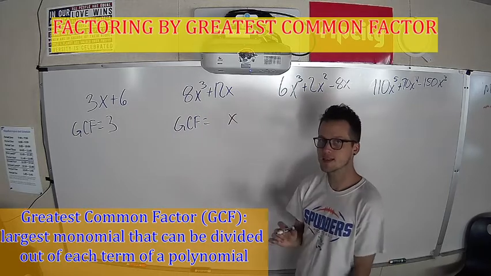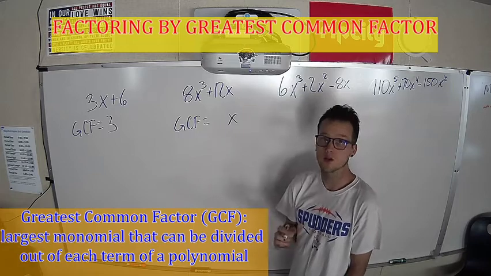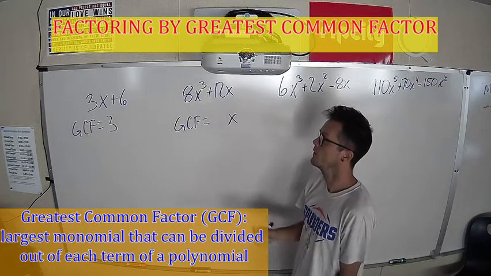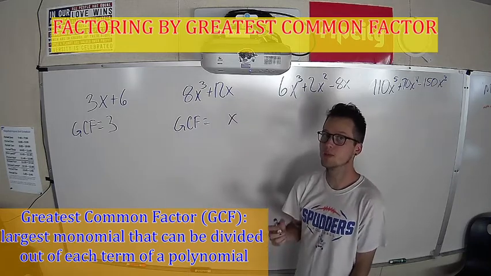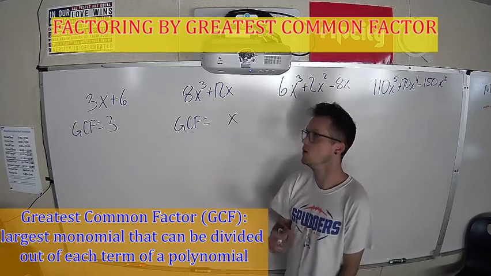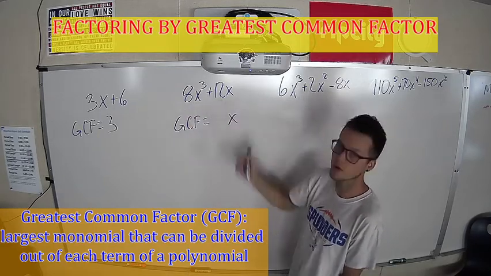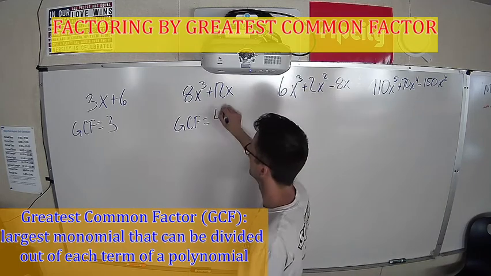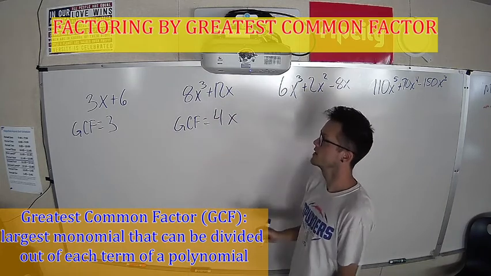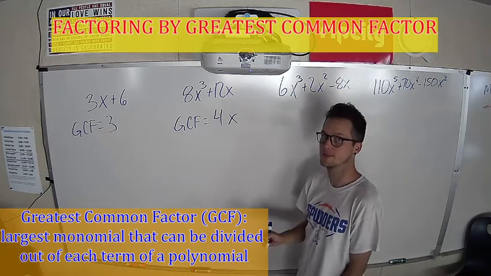Let's see if that x has a coefficient. Now we're going to look at our coefficients, 8 and 12. What is the biggest number that goes into both 8 and 12? I think it's going to be 4. 4 goes into 8 2 times, 4 goes into 12 3 times. So our greatest common factor for this binomial is 4x.